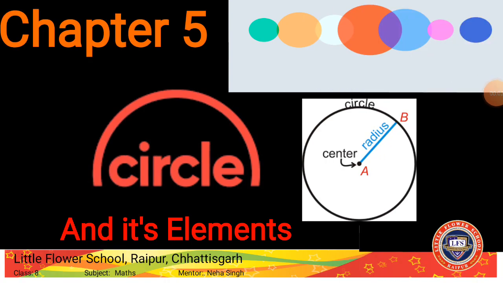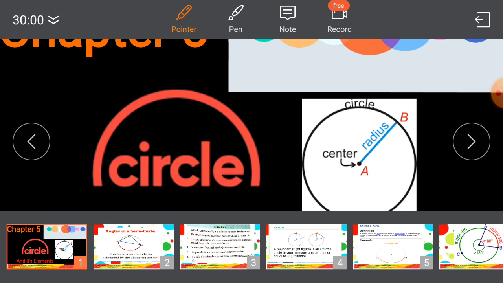Hello students. So today we are going to start with the next chapter, that is chapter 5, circle and its elements. Right? What do you mean by circle? Basic idea of circle you know, right? Center, radius, diameter, with all these terms you are aware, right?